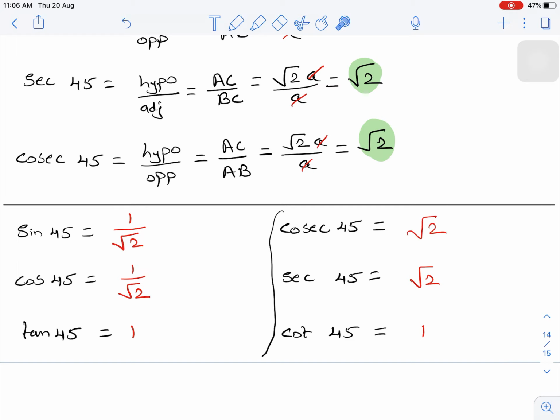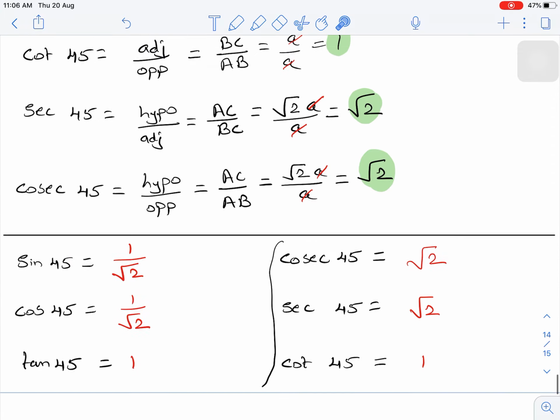Okay, now if you look at this value, in the previous period we have learned that sine, its reciprocal is cosec, so you can see that the values are also in reciprocal form. Now 1 upon root 2, its reciprocal will be root 2. Cos is reciprocal of sec, or sec is reciprocal of cos, so if the value of cos we are getting here 1 upon root 2, sec we are getting as its reciprocal root 2. Tan is reciprocal of cot, so tan is 1, so cot is also 1.